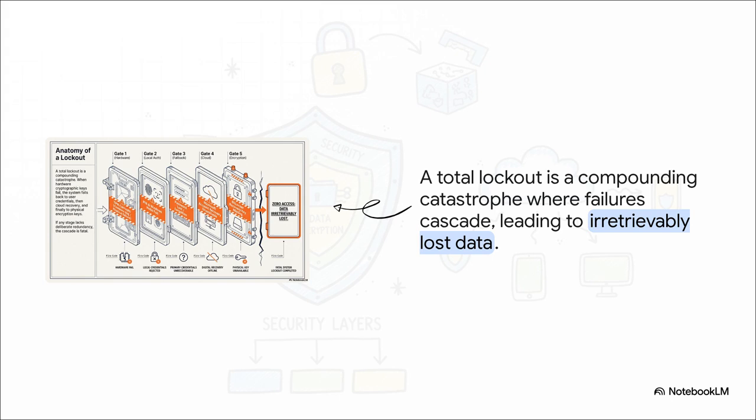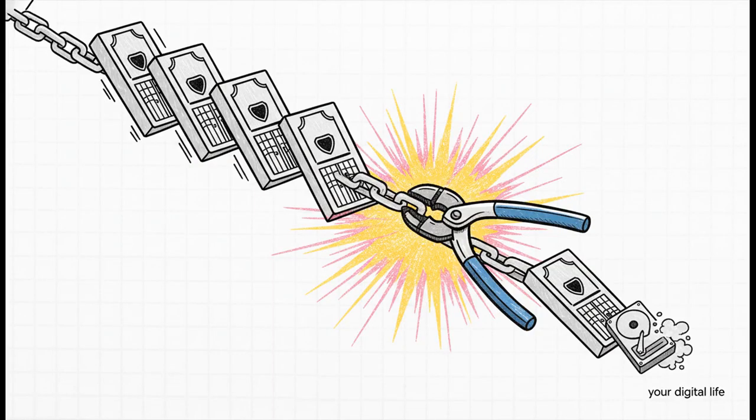And this image, man, it perfectly captures the anatomy of that lockout. See, it's not just one thing that goes wrong. It's a domino effect, a cascade of disasters, where first your hardware fails, then your local login gets rejected, your password fallback is useless, your cloud recovery is offline, and the final nail in the coffin, your encryption key is nowhere to be found. That's right, 5 different gates have to fail, one after the other, for you to lose everything.